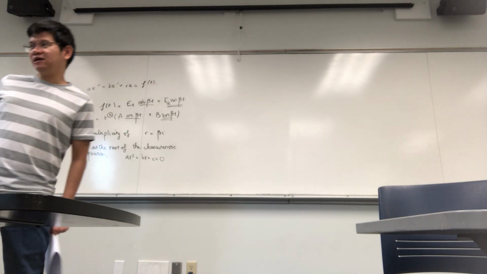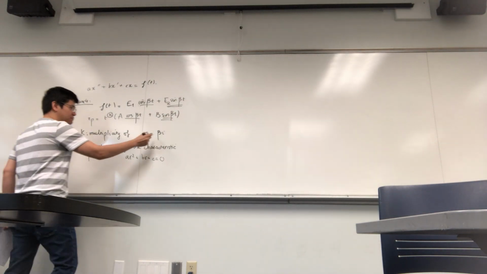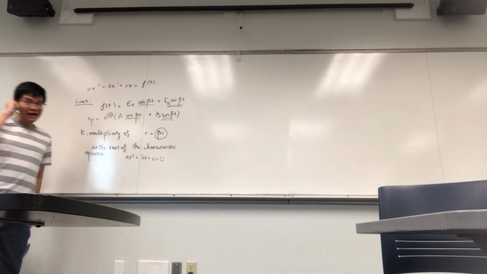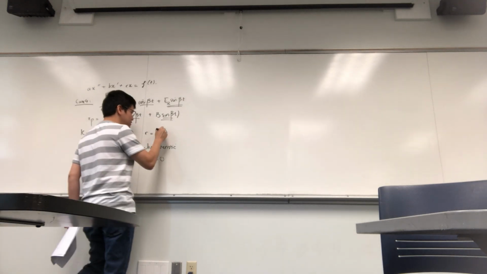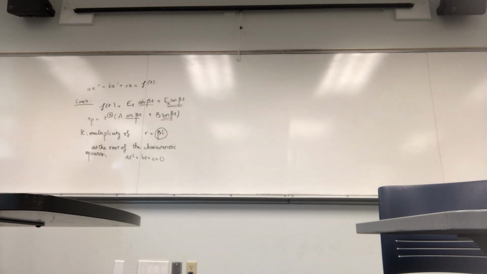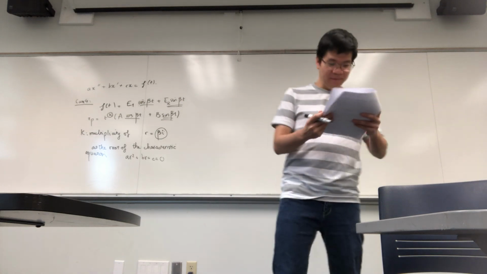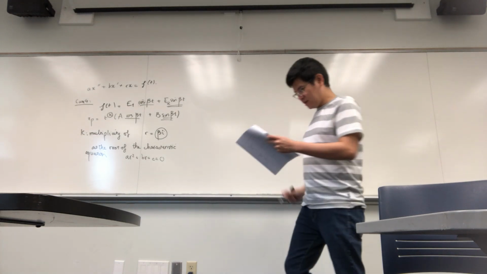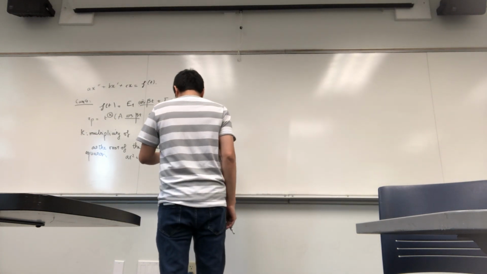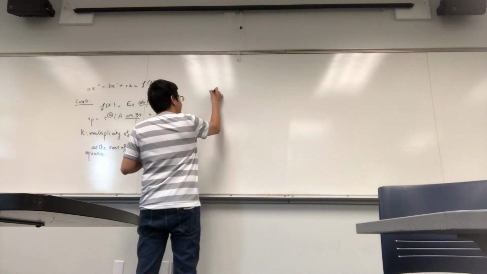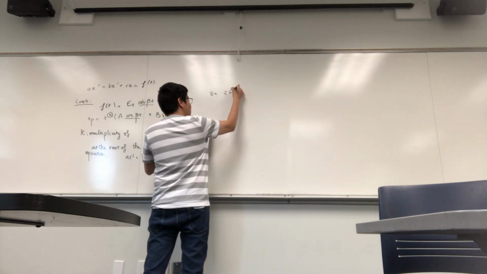So what is k in this case? k is the multiplicity of beta i. Remember that this is an imaginary number, so you have to check if beta i is a solution of the characteristic equation and what is the multiplicity of this number. All right, so let us consider example 2.6.8.